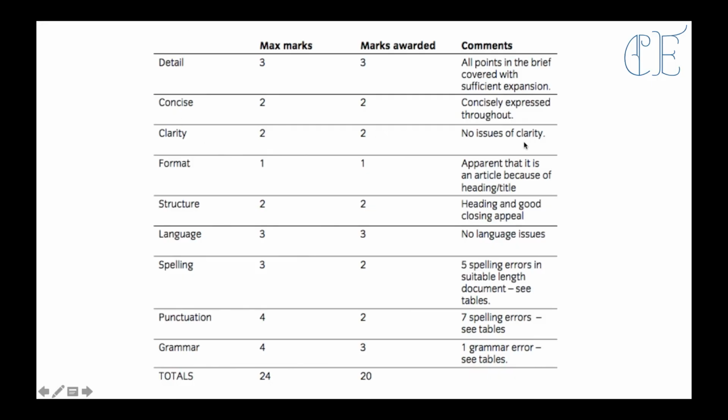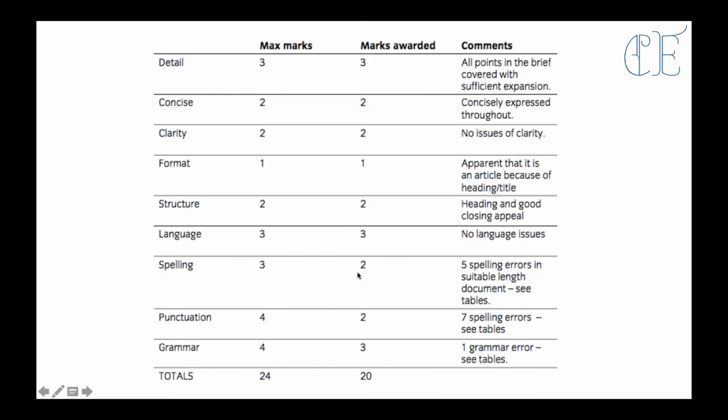2 out of 2 marks for clarity. No issues of clarity. It was very easy to read. I suggest you do it like this. Nice, simple layout. Nice, simple points and information. The format, 4 marks. Apparent that it is an article because of the heading/title, so that's fine. You didn't actually need subheadings if you didn't want to, but you can if you do want to. But you only get 1 mark for format anyway. Structure, 4 marks. Heading and good closing appeal. Language, 4 marks. No language issues at all.